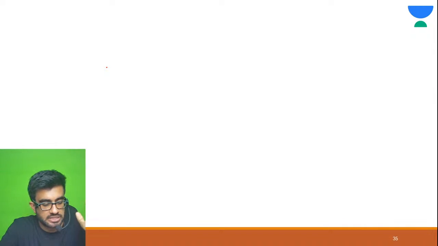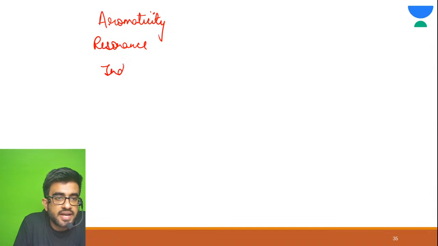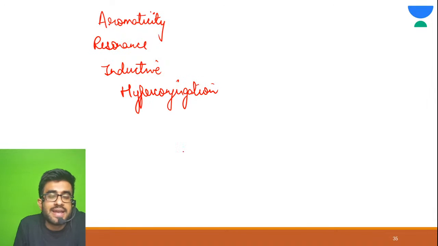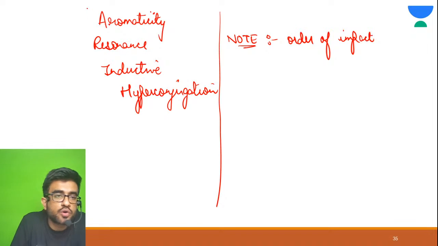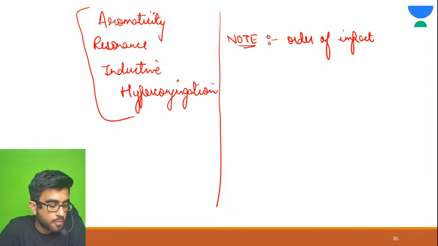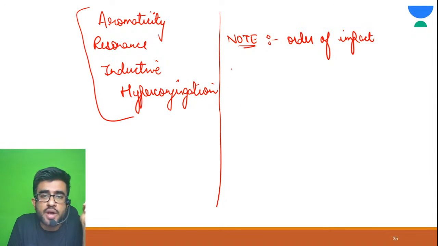Now please pay attention here. We have studied 4 things. We have studied aromaticity. We have studied resonance. Alright. We have studied inductive. We have studied hyperconjugation. Now I am writing a note here. Note is order of impact. I mean all these 4 phenomena, which of them has the most impact, which are most powerful.